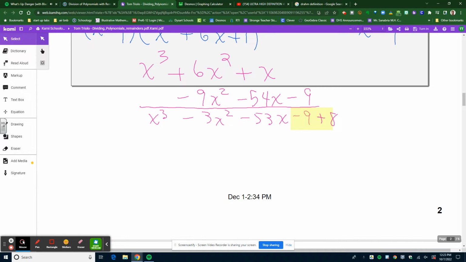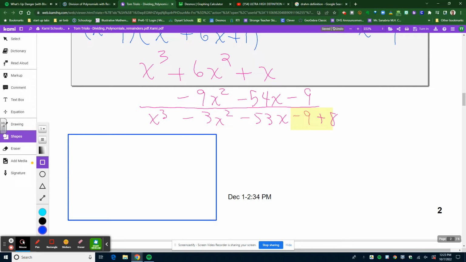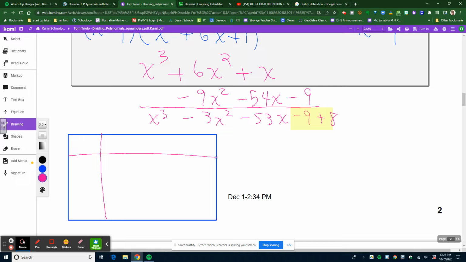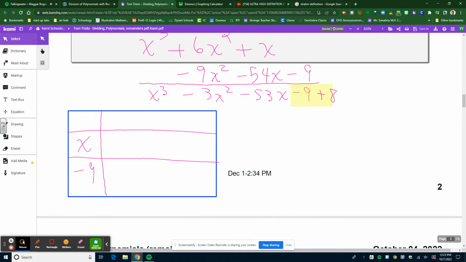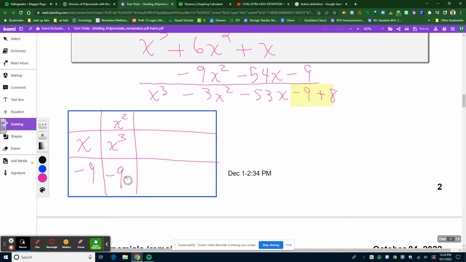We got room here. Okay. So I'm going to make a rectangle. What's my divisor? X minus 9. So I'm going to make a column here. 3 rows. X here, minus 9 here. I'm looking for my first part of my dividend, which is x cubed. So this has to be x cubed. What do I multiply x by to get x cubed? X squared. And then x squared times minus 9 is minus 9x squared.